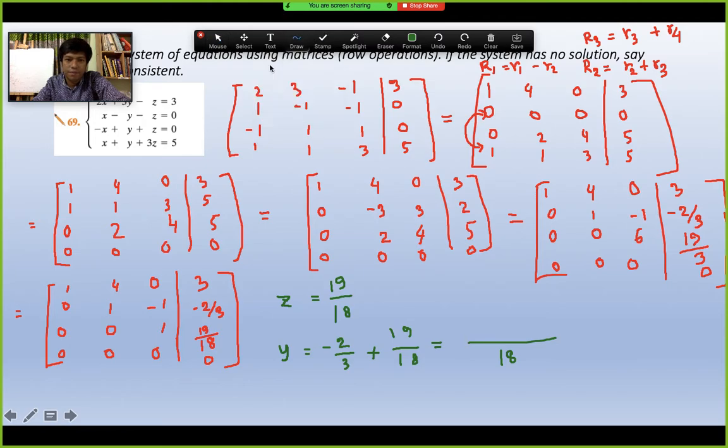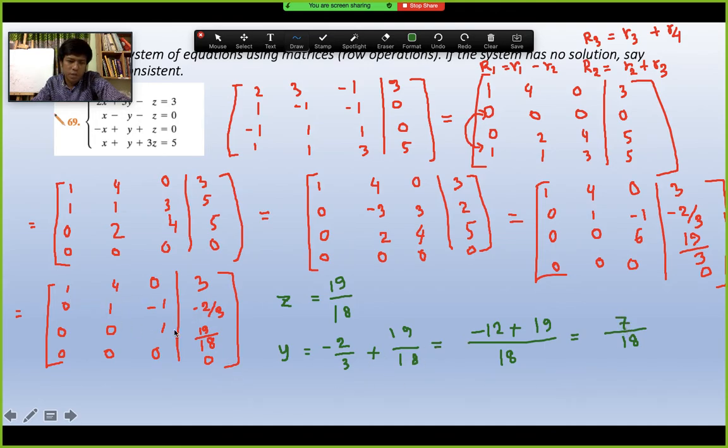So 3, and if you multiply, this is 18. 18 divided by 3 equals 6. 6 into 2 means 12. So it is 12. Then plus 19 equals to 18. 19 minus this equals 7. So y equals this.